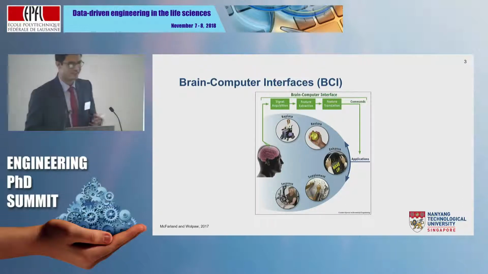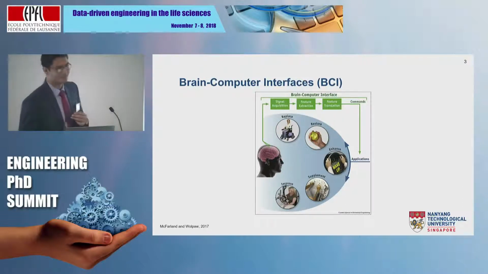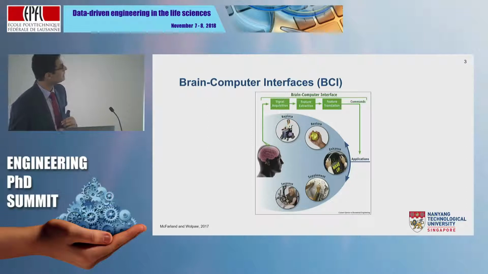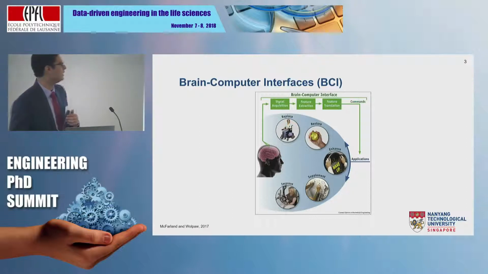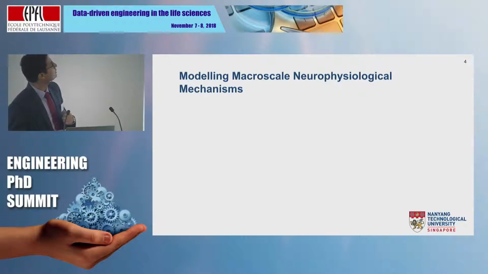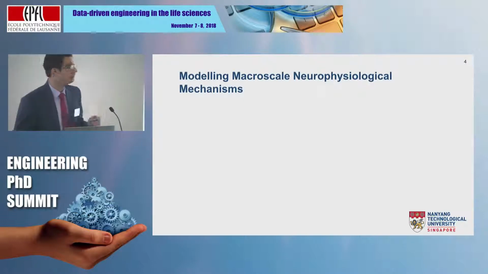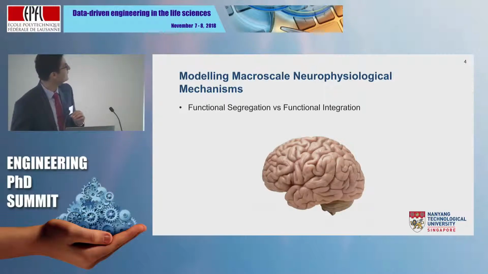So Tiffany has already given a very good introduction about what are brain-machine interfaces. So I'll just very quickly go through this. Firstly, you have brain signals which are acquired, and then we use some algorithm to extract the relevant features. Typically, we use some machine learning-based method to translate these features into commands which can be then given to a number of different applications.